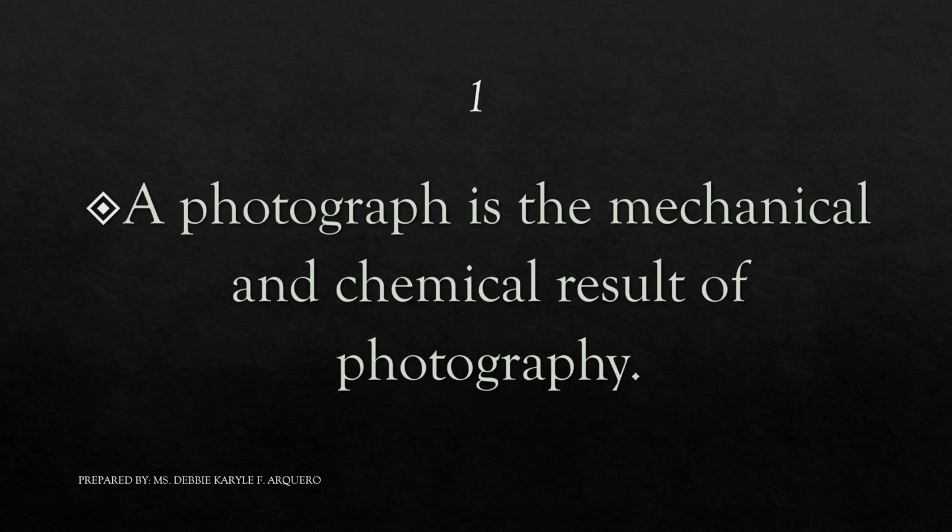Based on our previous discussion, you've learned that a photograph is the positive result of photography, and it is also the mechanical and chemical result of photography. Mechanical because we use a mechanical device such as the camera or the light-proof box, and chemical in the sense that it undergoes a development process.